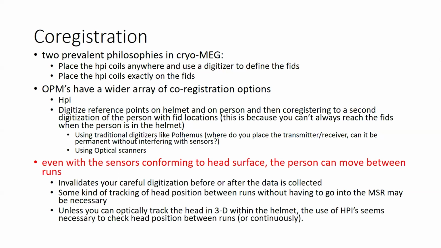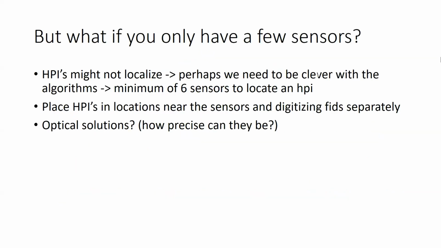Yeah, okay. But what if you have very few sensors? That is a challenge, and I'm not sure if I have an answer to that, except to consider placing the HPIs in locations where they can be localized. Otherwise, maybe we need to develop better optical solutions that will allow you to actually track this information on the outside without having to open the MSR door.